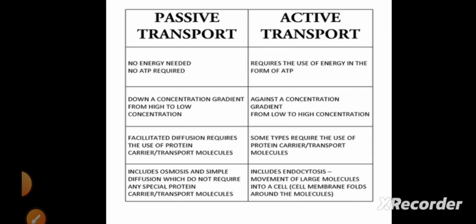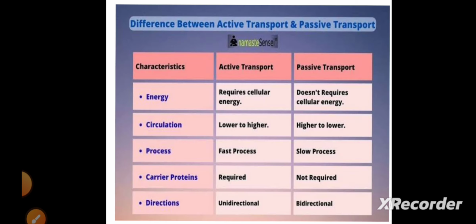Now, point-wise, the difference between active and passive transport. Energy is highly required in active transport, that is, cellular energy in the form of ATP, and in passive transport there is no requirement of cellular energy. Movement is from lower to higher concentration in active transport, and in passive transport it is from higher to lower.